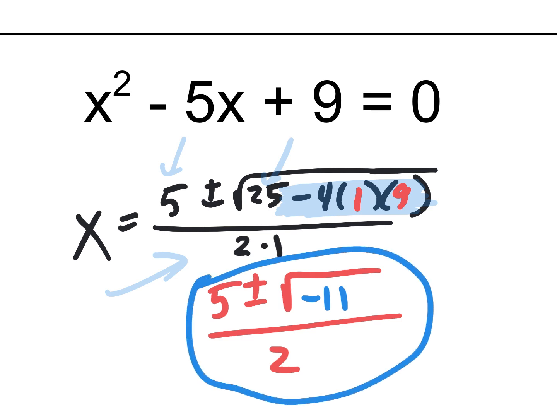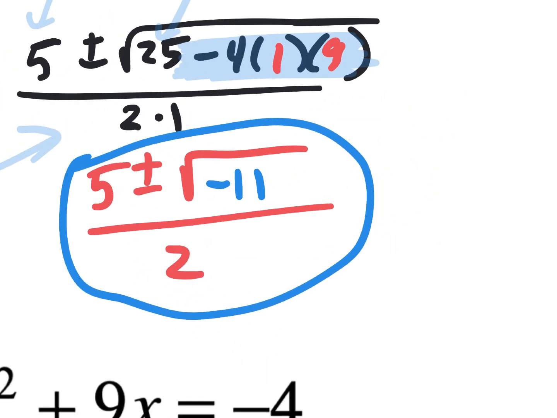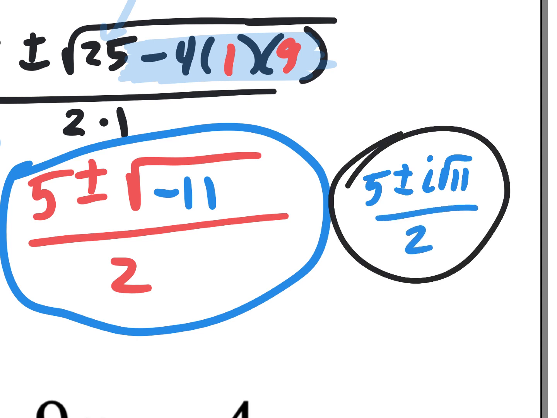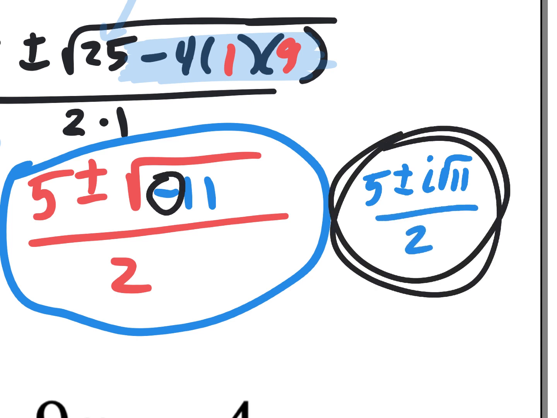Good news for today, you get to just say, there's no such thing. Square roots of negatives don't exist. But let me tell you what you would have done in pre-calc, and maybe what we'll have you do by the end. 5 plus and minus i root 11 all over 2. There's just a subtle difference. This negative means you've got to have an i for imaginary out in front. And then that's it.